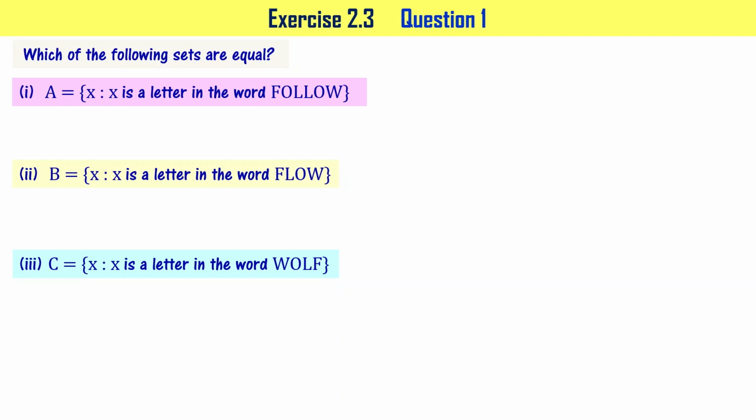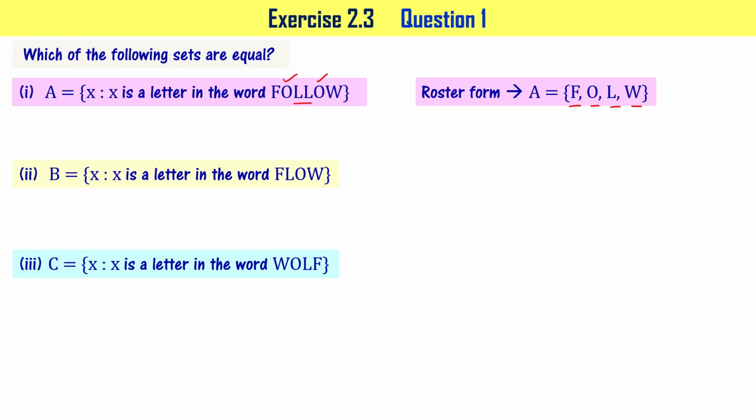To see whether given sets are equal or not, first we write them in roster form. Roster form for set A is the set containing elements F, O, L and W. If you observe here, O appeared in the word follow twice and L appeared twice, right? But when you are writing the roster form, we write only once. That's why we have F, O, L and W, right?